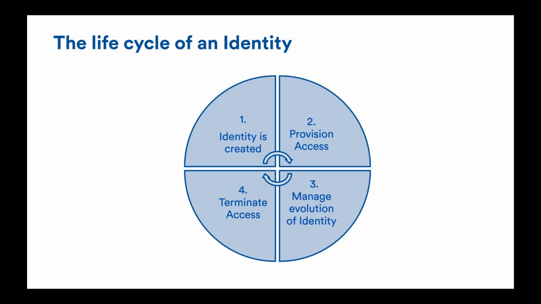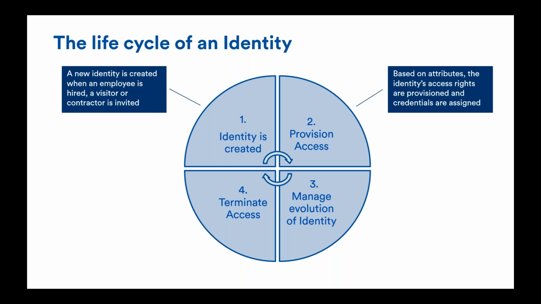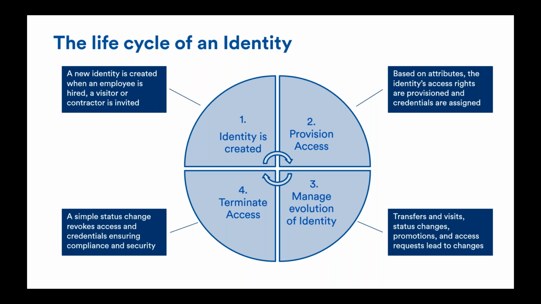From admitting visitors to onboarding and offboarding employees and contractors, identities follow a life cycle that consists of identity creation, like when a contractor starts or when a visitor is admitted, access provisioning based on the role and attributes assigned to the identity, evolution, whether that be promotions or role changes that may lead to different access to a building, and finally, access termination, when an employee leaves the organization or when a visitor finishes their visit.